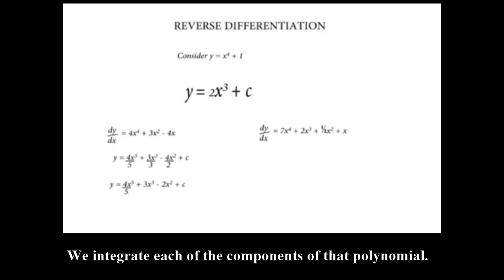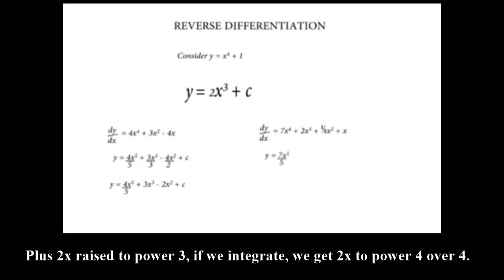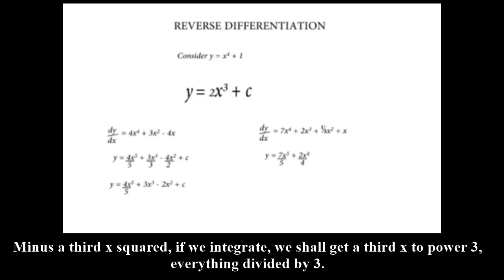We integrate each of the components of that polynomial. 7x raised to power 4, if we integrate that, we shall get 7x raised to power 5 over 5. Plus 2x raised to power 3, if we integrate, we get 2x to power 4 over 4. Minus a third x squared, if we integrate, we shall get a third x to power 3, everything divided by 3.